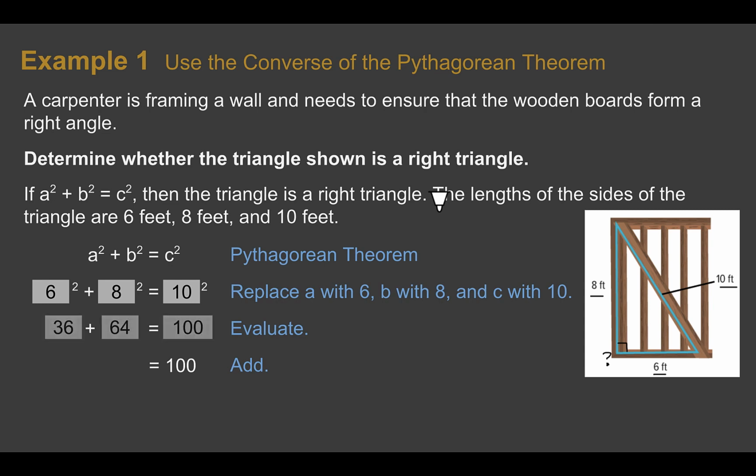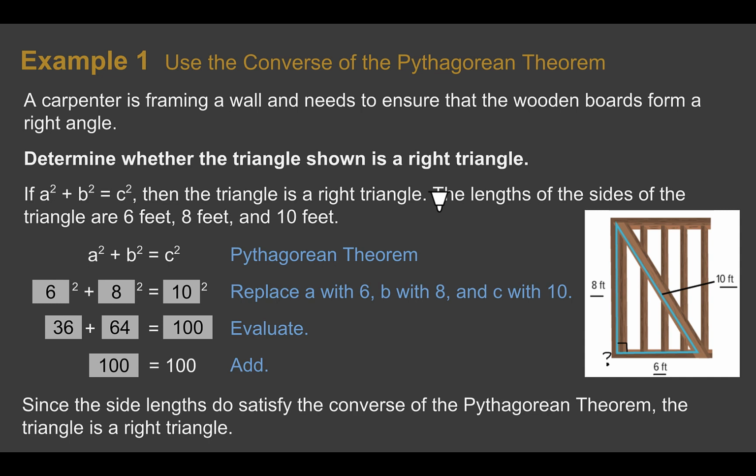Multiplying it out, 6 times 6 is 36. 8 times 8 is 64. 10 times 10 is 100. 36 plus 64, does that equal 100? Yes, it does. Since these side lengths satisfy the converse when plugged into the Pythagorean theorem, this triangle is a right triangle. So yes, it is a right triangle.